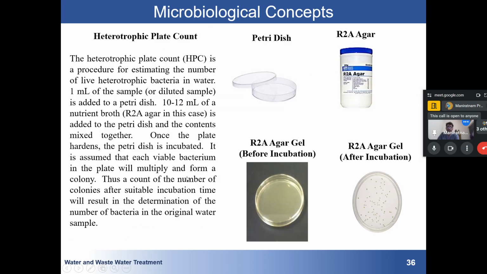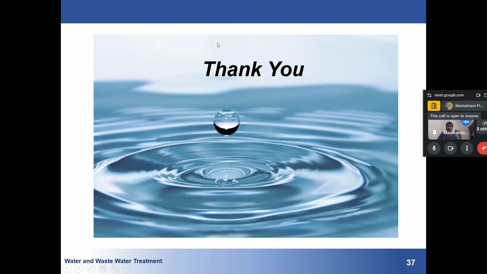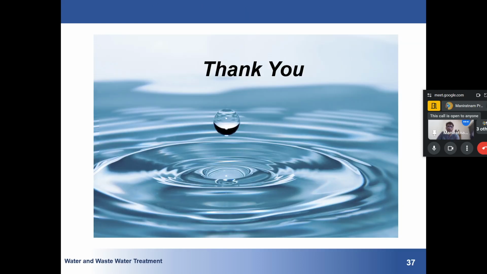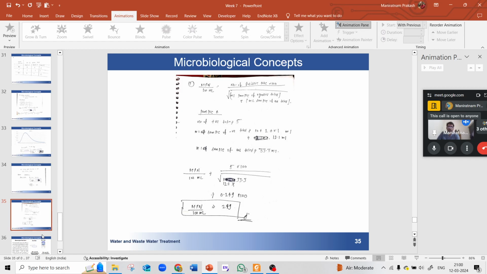After this there is one more preliminary experiment, that is the heterotrophic plate count. We provide some food to bacteria, and it will form a colony, and we will count it. So it is also a kind of preliminary test. This will just confirm that yes, this bacteria is present and it has formed a colony. Okay, so this was all for today.